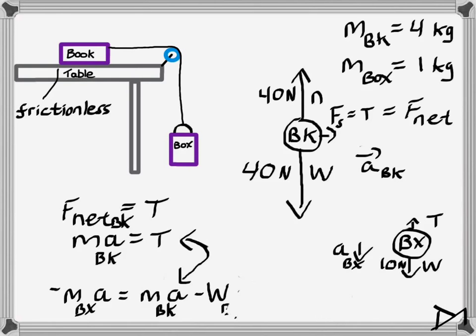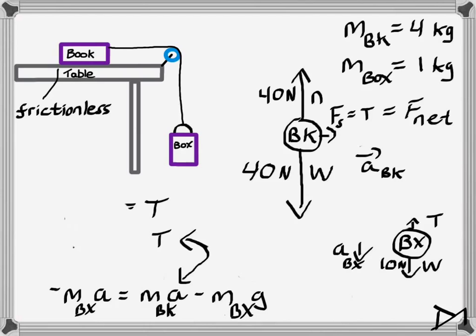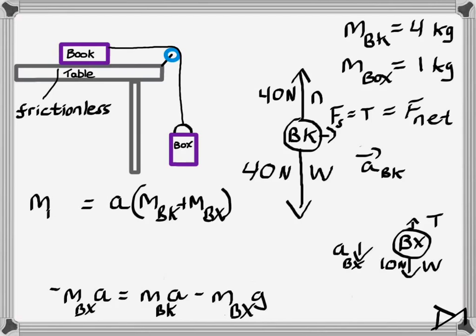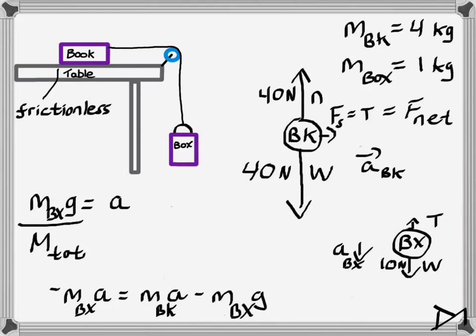Let's clean this up a bit and rearrange. So weight of box is mass of box times gravity. Now let me solve for my acceleration. Acceleration, take that out from those two sides. Mass of book and box is mass total. So this is equal to my acceleration. Acceleration, by rearranging these equations, and do it yourself to get the same result, is equal to the weight of the box divided by the total mass of book and box, the mass total of the system.